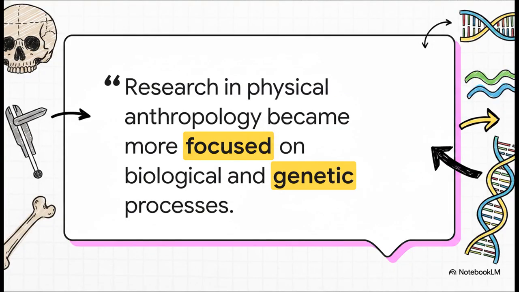Now pay really close attention to this historical pivot. Before the mid-20th century, this field was known as physical anthropology, and honestly, it obsessed over static measurements. But S.L. Washburn's 1951 push for a new physical anthropology was a total game changer. He forced the discipline to look at the dynamic genetics and biological processes behind adaptation. It was like shifting from just describing a car's paint job to actually looking under the hood at the engine. And that is exactly why we call it biological anthropology today.